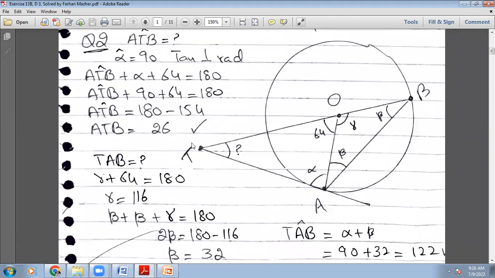Now this angle alpha will be 90, because the tangent is perpendicular to the radius. So the angle ATB plus this angle equals 180. So ATB plus 90 plus 64 equals 180. So ATB will be 180 minus 154, and that will be 26. So this angle ATB is 26. Now I can find the TAB.